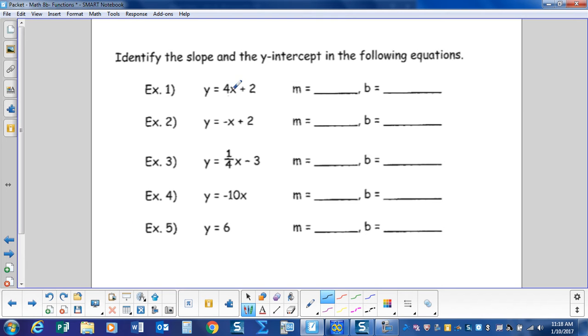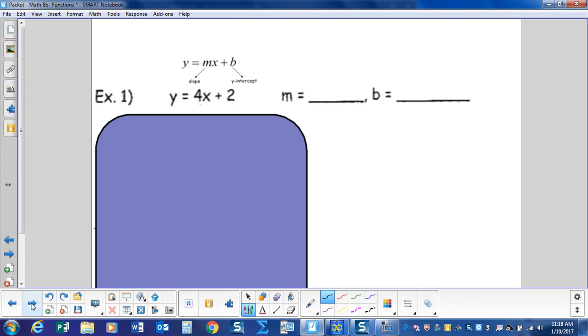So all these are written in what we call slope-intercept form, y equals mx plus b. So let's look at the first one. y equals 4x plus 2. So the slope is the first number, which is 4. And when we're talking about slope, we want it in fraction form, so 4 over 1. So we rise 4 and run 1. And our y-intercept is this number here, a positive 2. So we just write 2.